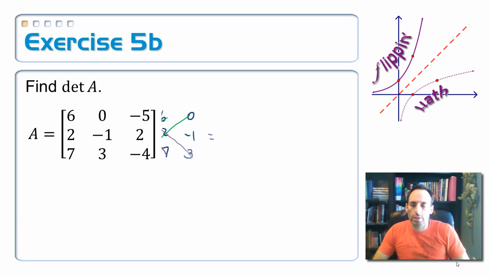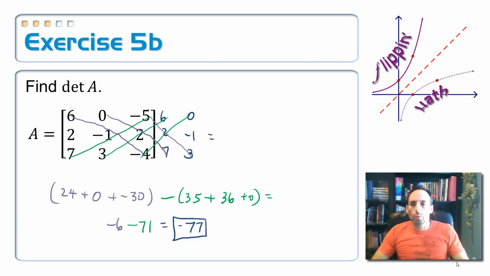All right, let's check it. So, whenever you do it with the diagonal method, remember you take the first two columns, write them down again after the last column. Then I'm going to take all the purples, multiply them together and add them, minus all the greens, multiply them together and add them. I get a -77 for the determinant of that matrix. Okay, so that's the diagonals method.